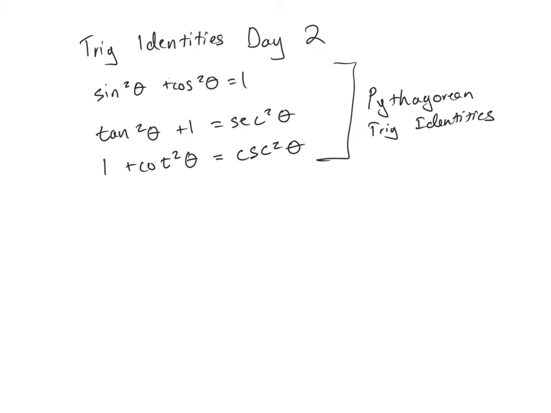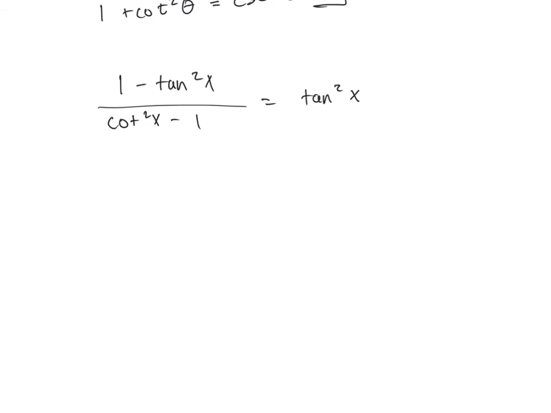Let's do an example with this. Let's say I have 1 minus tangent squared of x all over cotangent squared of x minus 1 equals tangent squared of x. I'm going to try a different method today. I'm going to try to change everything in terms of tangent. Okay, so then I'm going to do the left side. I'm going to keep my numerator the same first because I want to change everything in terms of tangent.